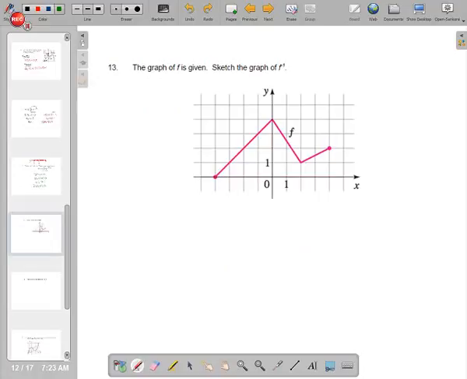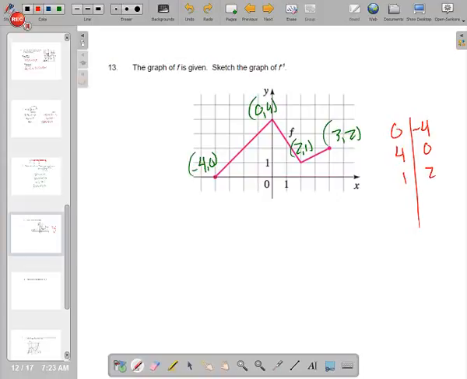Sketch the graph of the inverse. So the easiest thing to do here is to make these ordered pairs. That's -4, 0. This is 0, 4. This is, let's see, what do we got? 2, 1, and 3, 2. And the reason that I'm doing that is if I want to make a list of values for the inverse, I'm just going to flip all these. So instead of -4, 0, it's 0, -4. Instead of 0, 4, it's 4, 0. Instead of 2, 1, it's 1, 2. Instead of 3, 2, it's 2, 3. If I plot those ordered pairs, I should have the inverse.